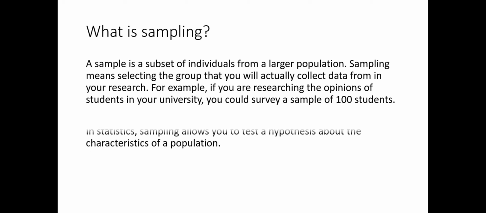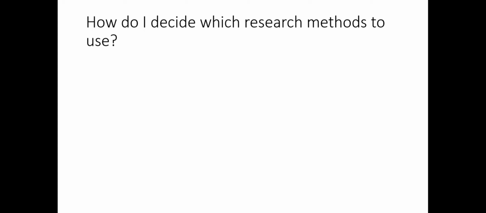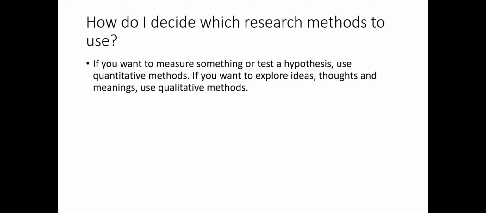So instead of the entire university population, it would take 2,000 or more. In statistics, sampling allows you to test a hypothesis about the characteristics of a population. Now, how do I decide which research methods to use? If you want to measure something or to test a hypothesis, use quantitative methods.